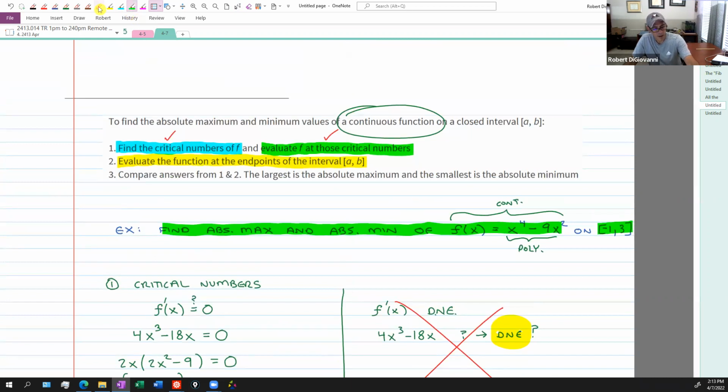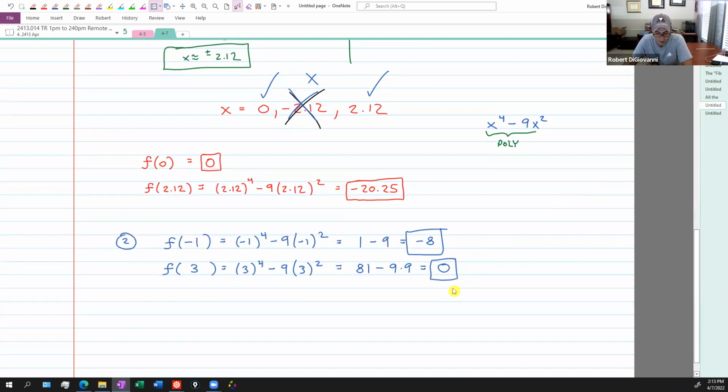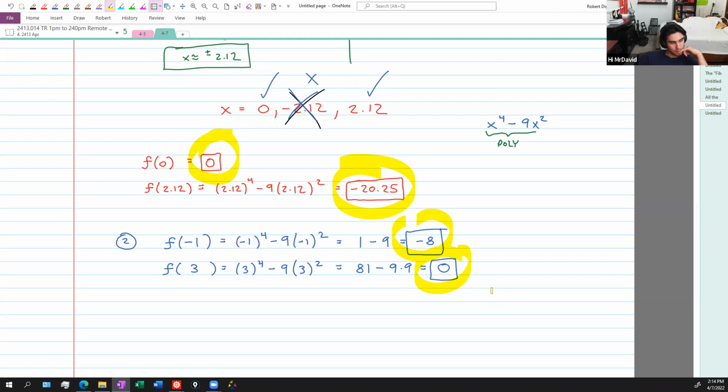Let's see. Now we are going to compare the answers we just got from 1 and 2. The largest is the absolute max, the smallest is the absolute minimum. Looking at just the numbers I got here, here, here, and here, what's the biggest number I have? The -8. Careful. Oh, no, 0. 0 is the biggest number there, right?